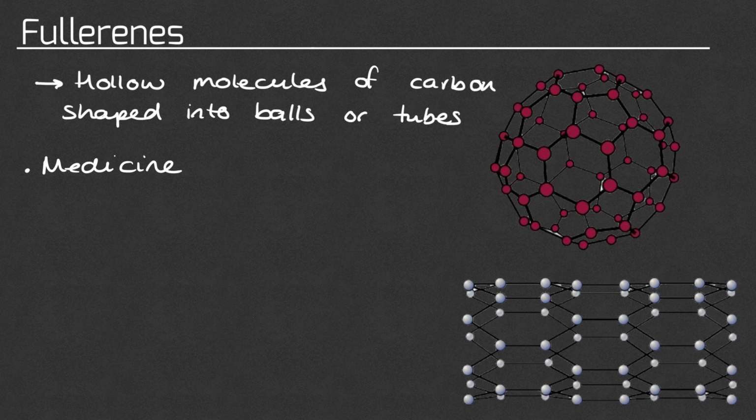Fullerenes can be used in medicine. They can be used to cage other molecules, which means they can be used to deliver drugs to where it is needed in the body in a controlled way. They also have a huge surface area, so they make great catalysts. Catalysts are added to the fullerenes as they have a bigger surface area.